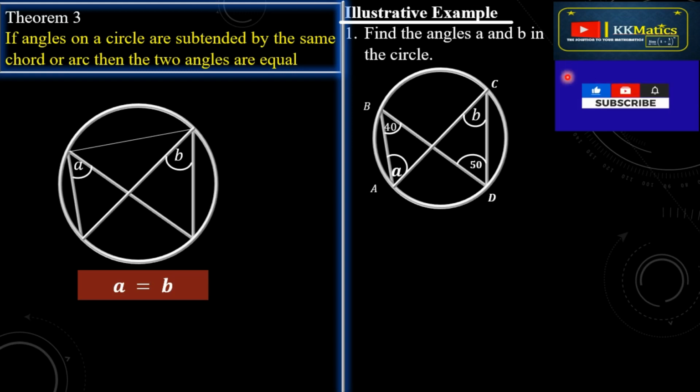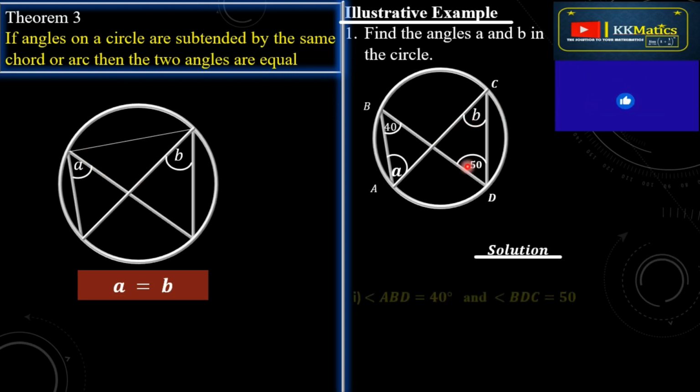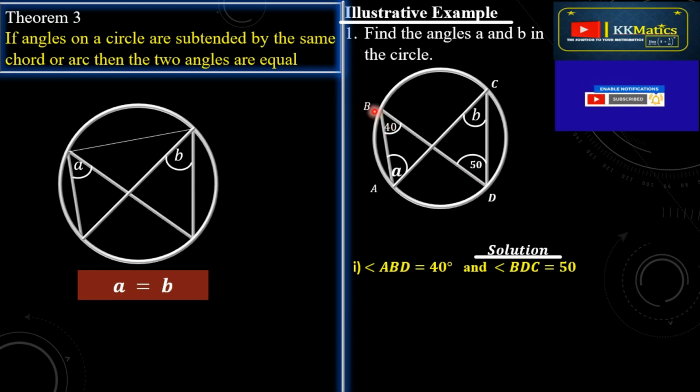So we make use of the information we just received. Consider the solution. We have angle ABD. Remember the middle letter, which is B, is 40 degrees. And angle BDC is 50 degrees because the middle letter is D. So by theorem 3, we can say that B is equal to A, so B equals 40.